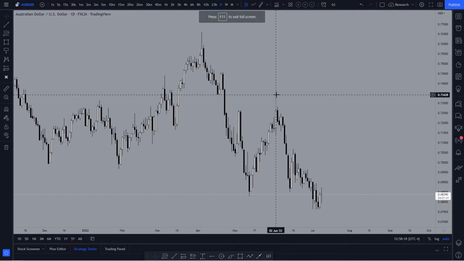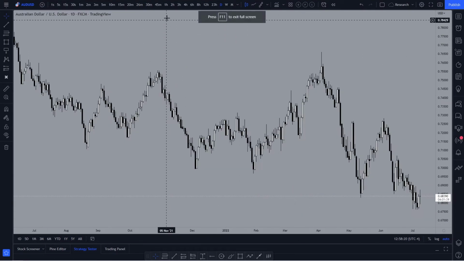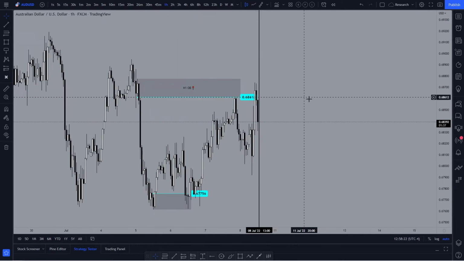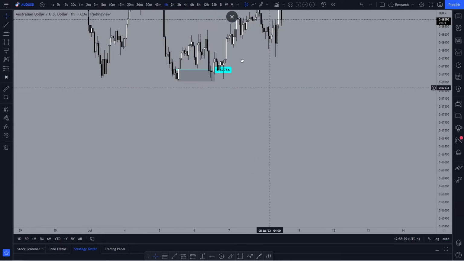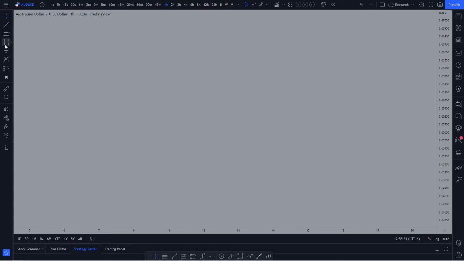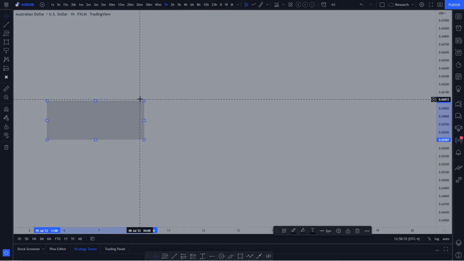Now we have my teaching chart open. Before we actually go right into this, let me make some drawings on TradingView to explain this very simple concept. Let's assume that there's a range, and many of us have heard of this before, right?